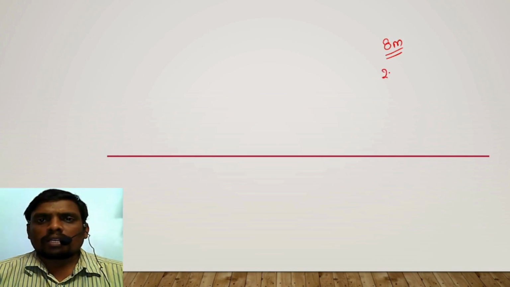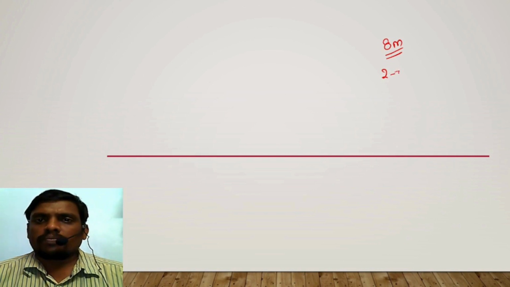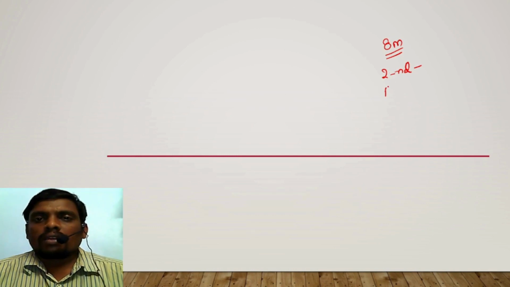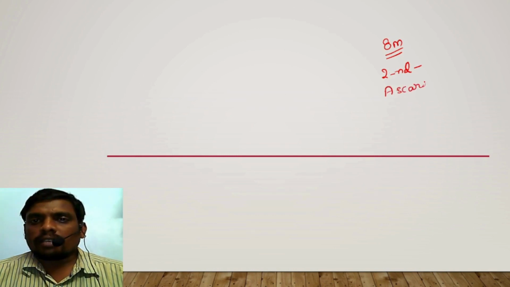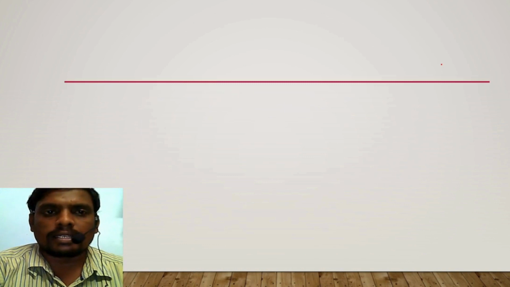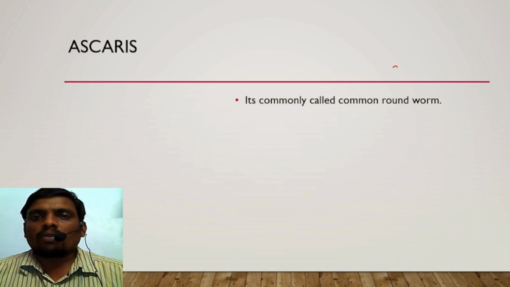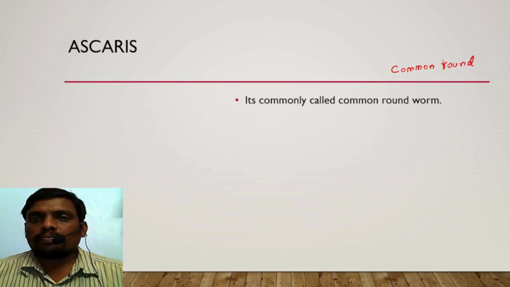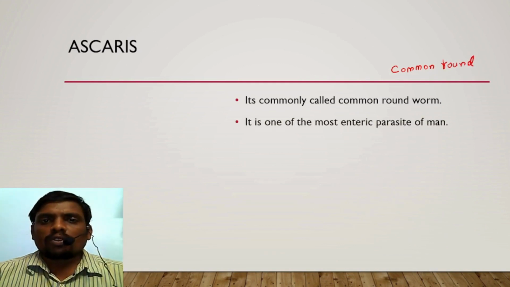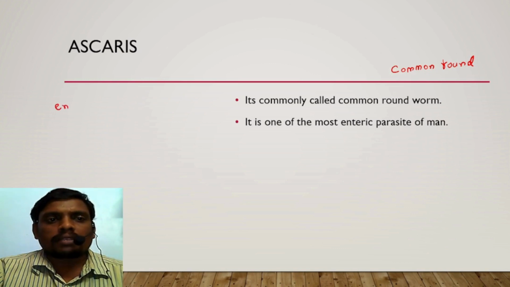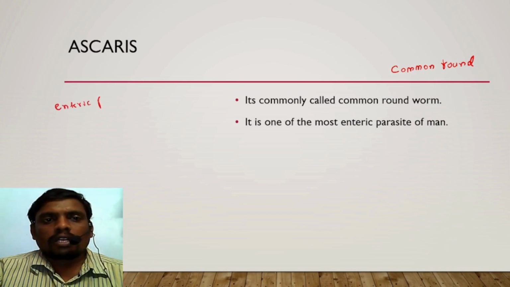The next coming second long answer question in this chapter is the life cycle of Ascaris lumbricoides. Let us learn it with the help of a diagram. Ascaris lumbricoides is commonly called the common roundworm. Basically, it is one of the most common enteric parasites.